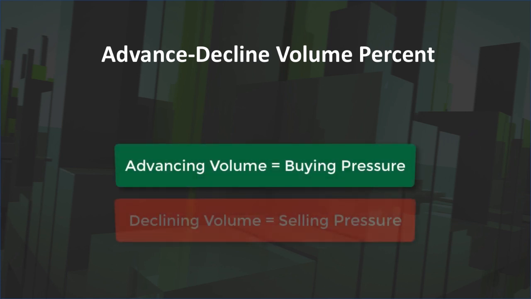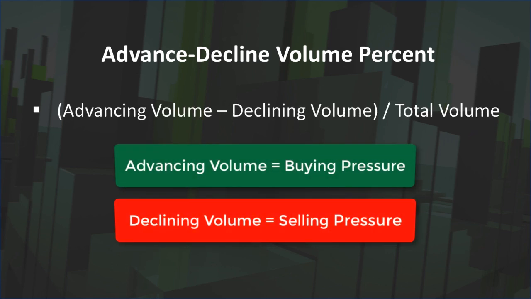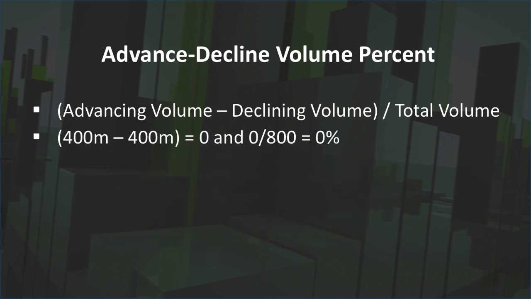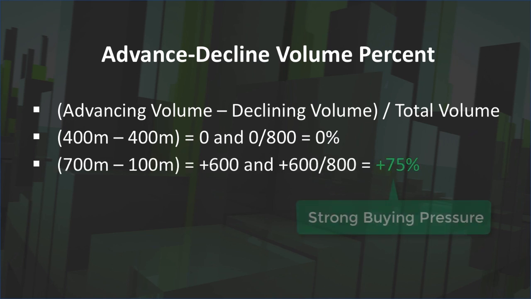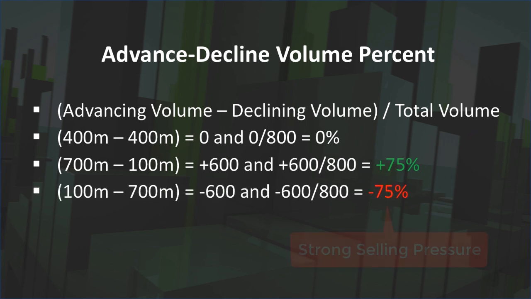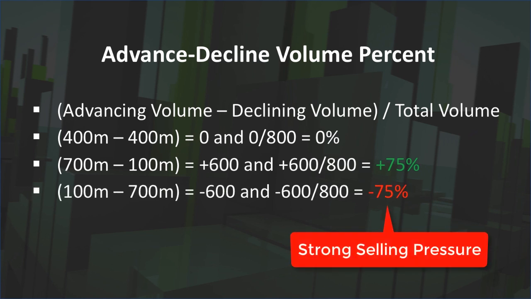We can also apply this same principle to AD volume percent. So it would be advancing volume less declining volume divided by total volume. If an index has 400 million shares of advancing volume and 400 million shares of declining volume, they cancel each other out, so you basically have 0. If you have 700 million shares of advancing volume and 100 million shares of declining volume, you get a plus 600 million net, and that would be plus 75% for AD volume percent. That would show strong buying pressure because there was lots of volume on the upside. On the downside, if you had 100 million shares of advancing volume and 700 million shares of declining volume, you would have a net of minus 600 million. That would give you minus 75% for AD volume percent, and that would show strong selling pressure.